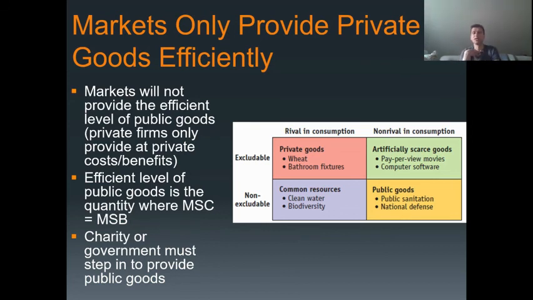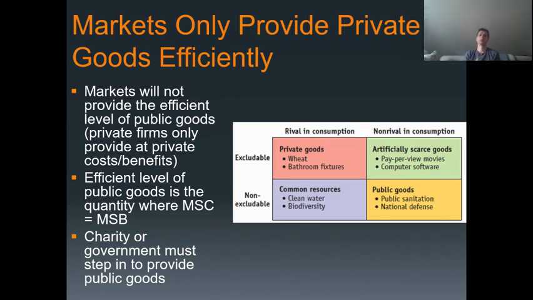In other words, me consuming a cookie means that you can't eat that cookie too. And they are excludable. I purchased that cookie, so the business I bought it from could exclude me from consuming it if I didn't pay for it.